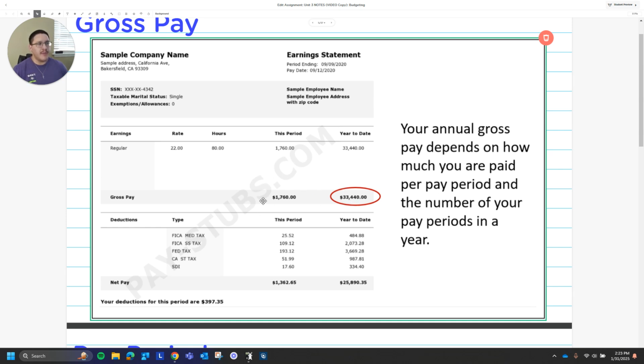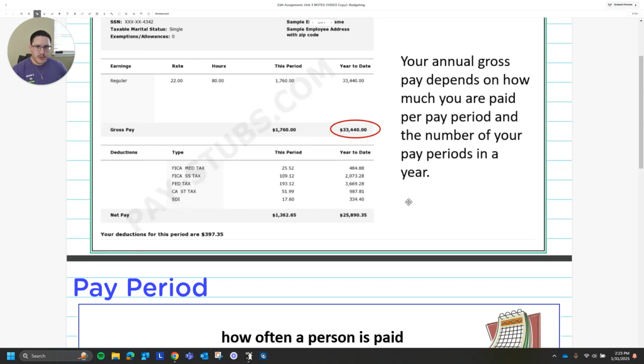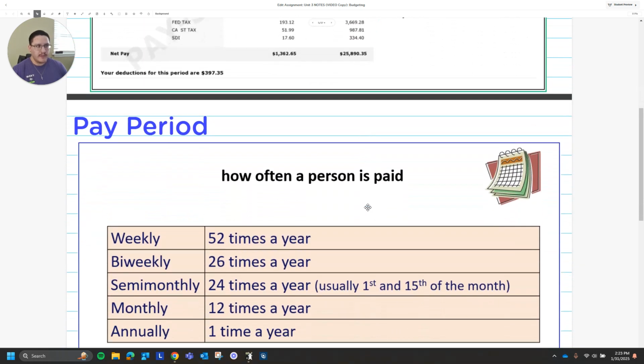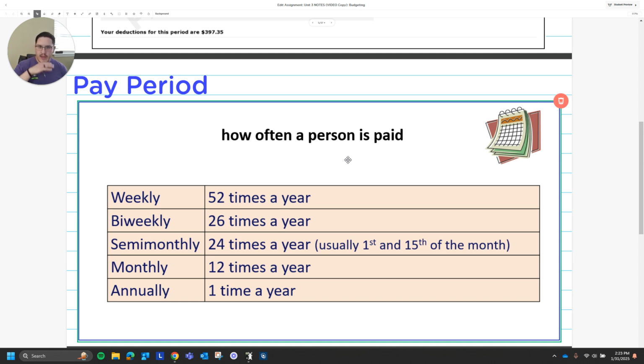However, there is a period that was calculated. Looks like this was maybe bi-weekly, every 2 weeks, because if you get anything over 40 hours, you get into overtime. So I'm assuming this is bi-weekly. For this pay period, she got $1,760 in gross pay. Now, depending on your employer, your pay period may vary. How often is a person paid? Again, it depends on your employer.